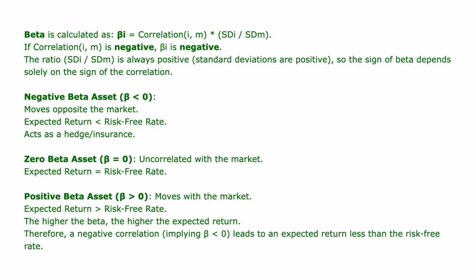Beta sign equals correlation sign, since asset standard deviation divided by market standard deviation is greater than 0. Negative beta assets act as hedges or insurance, with expected return below the risk-free rate.